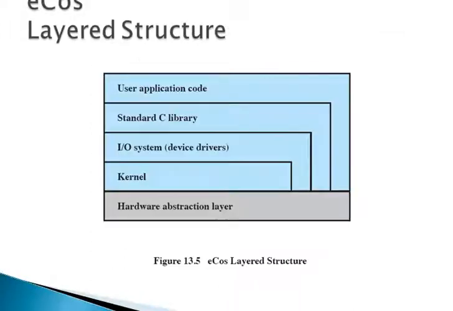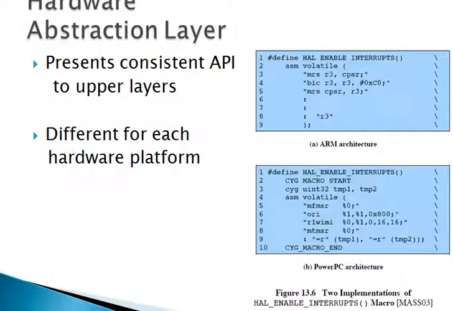Next is eCos layered architecture. eCos consists of a layered set of components, that is user application code, standard library, IO system, kernel, and a hardware abstraction layer, that is HAL. At the bottom is the hardware abstraction layer. HAL is software that consists of an API to the upper layer and maps upper layer operations onto a specific hardware platform. This is a code of ARM architecture and PowerPC architecture.